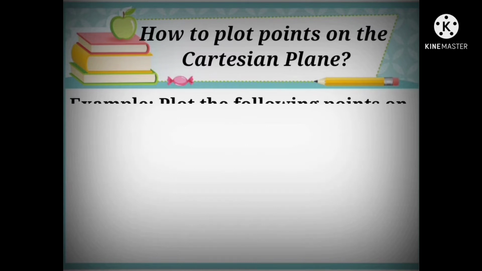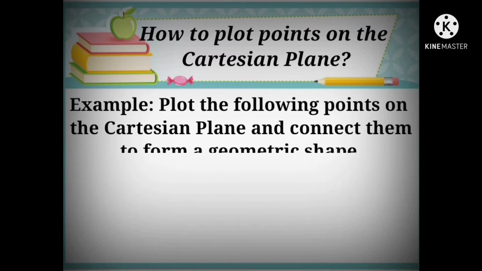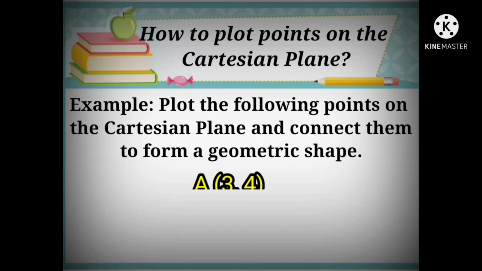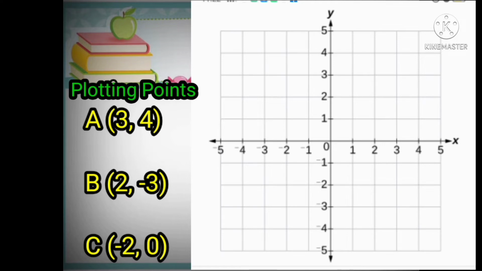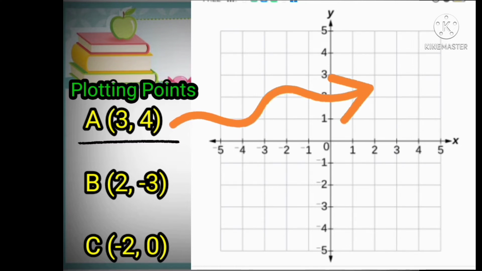Let's have an example. Plot the following points on the Cartesian plane and connect them to form a geometric shape. Point A is (3, 4), point B is (2, negative 3), and point C is (negative 2, 0). If this is our Cartesian plane, the center is the origin, which is also our starting point in plotting or locating points on the Cartesian plane. Point A, which is (3, 4), is located in quadrant 1 because the signs of the first and second coordinates are both positive. Let's check.